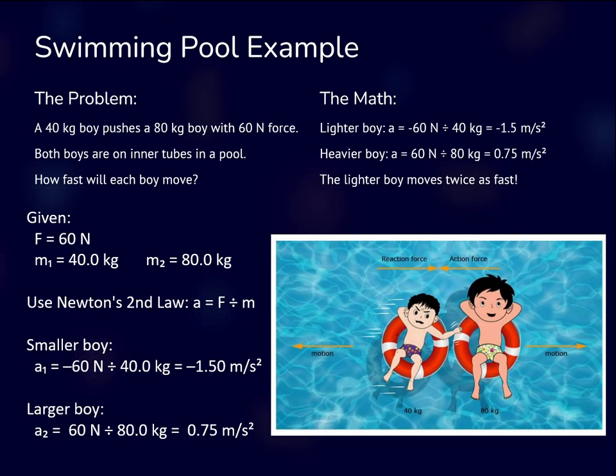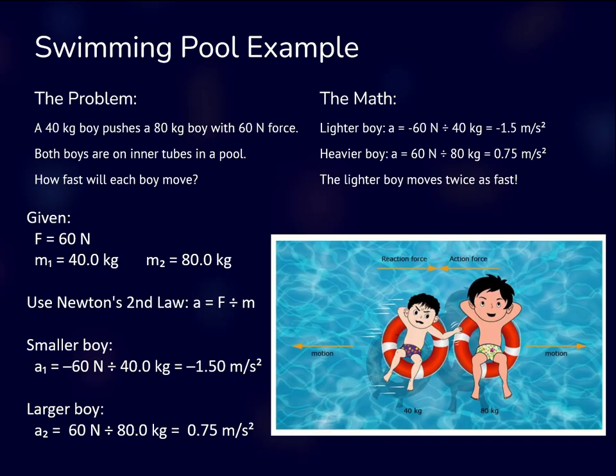So let's solve this particular calculation on screen here. Two kids in inner tubes. The smaller one weighs 40 kilograms. The larger one weighs 80 kilograms. The smaller child pushes with 60 newtons of force. Let's use Newton's second law here, but let's rearrange it to solve for acceleration. So now it looks like a = F/m.